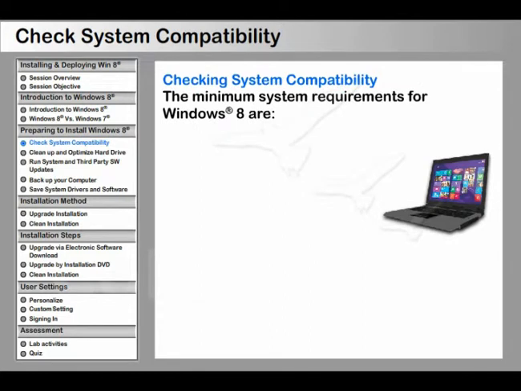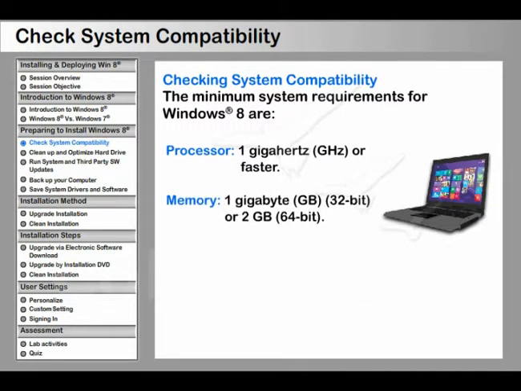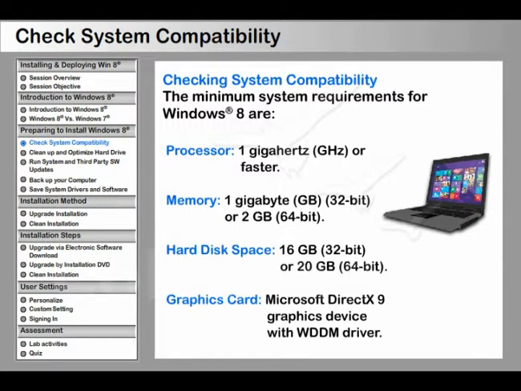The first step is to check the system compatibility. The minimum system requirements for Windows 8 are processor 1 GHz or faster, memory 1 GB for 32-bit or 2 GB for 64-bit, hard disk space 16 GB for 32-bit or 20 GB for 64-bit, graphics card Microsoft DirectX 9 graphics device with WDDM driver.